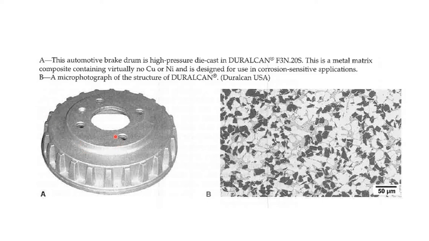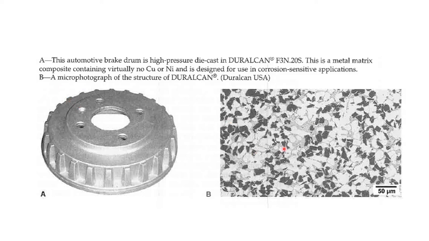So here is your automotive brake drum. It's a high pressure die cast. This one is a metal matrix composite containing copper and nickel, and it's designed for corrosion sensitive application. You don't want it to be corrosive. That's why you can use a car for a long time, like 20 years, and you will see some rust, of course, down there, but just make sure that you paint them right every year under the car. Some people don't care, don't do anything, just go rust.